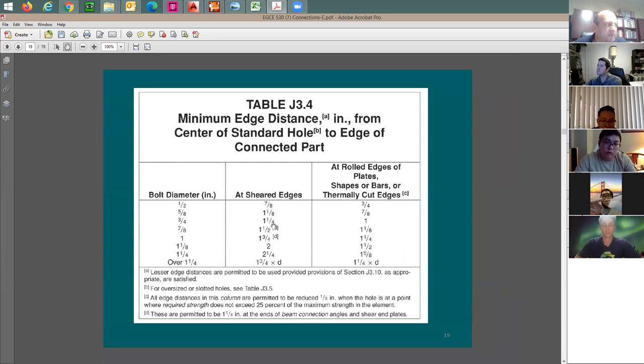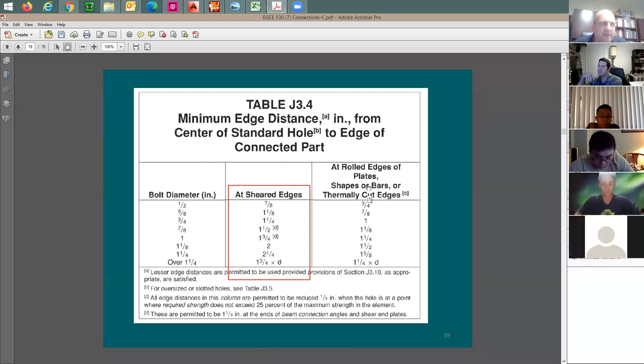About edge distance, we discussed this issue about the direction of the shear. And then we said, anyways, I'm gonna be using the sheared edges in all my analysis. I don't wanna use the other, just to be sure, because sometimes you look at the drawing or the detail and you're not sure about the direction of shear, so let's just stay with the sheared edges.